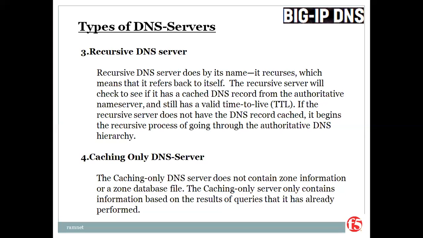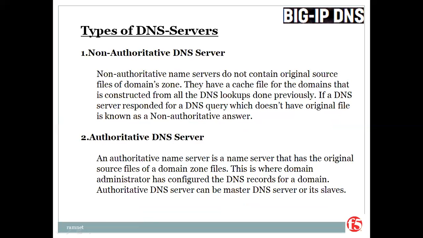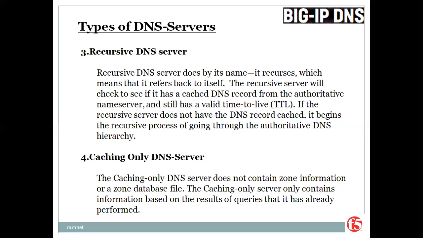A caching-only DNS server does not contain zone information or a zone database file. The caching-only server only contains information based on the results of queries that have already been performed. So it's more or less the same as a recursive DNS server. There are four types we see there. One is non-authoritative. Second one is authoritative. The third one is recursive. Fourth one is caching only.